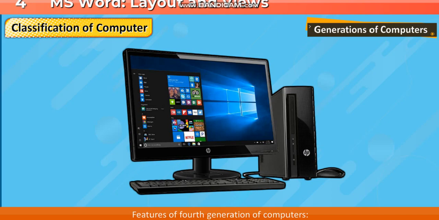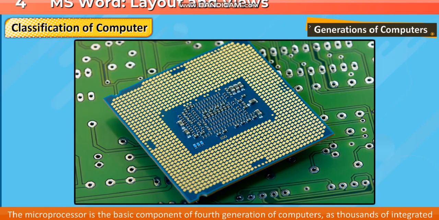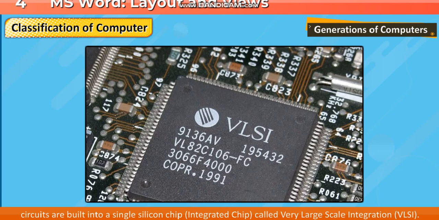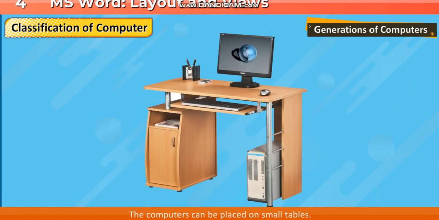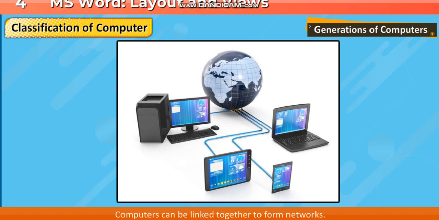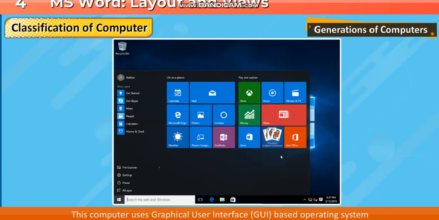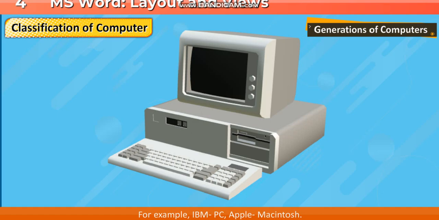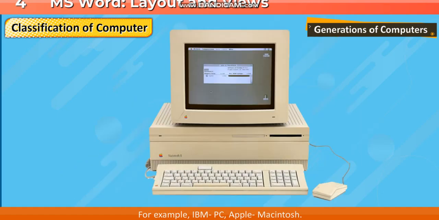Features of fourth generation of computers. The microprocessor is the basic component of fourth generation of computers, as thousands of integrated circuits are built into a single silicon chip, called Very Large-Scale Integration, VLSI. The computers can be placed on small tables. Computers can be linked together to form networks. This computer uses a Graphical User Interface, GUI-based operating system. Operations or functions can be easily performed by mouse or keyboard. For example, IBM PC, Apple Macintosh.